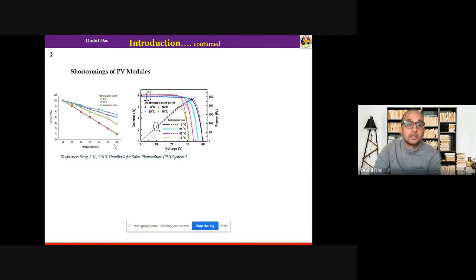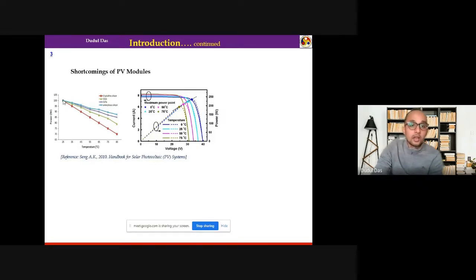So these are the shortcomings of PV, because as we mentioned about the spectrum, most of the IR region is unutilized. But when solar radiation falls on an object, it absorbs the entire range of the spectrum, not only UV, not only IR, nor visible. It absorbs the entire spectrum. So this also happens with the PV modules. PV modules utilize the visible region, but they absorb IR as well as the UV.